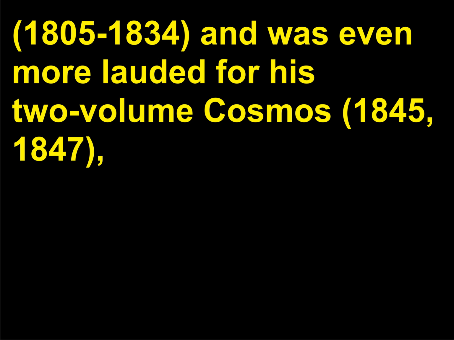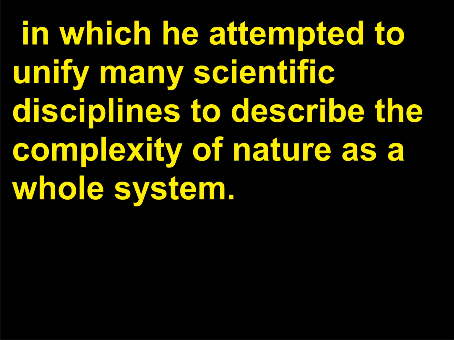He wrote about his journeys in the epic 30-volume work The Voyage of Humboldt and Bonpland, 1805 to 1834, and was even more lauded for his 2-volume Cosmos, 1845–1847, in which he attempted to unify many scientific disciplines to describe the complexity of nature as a whole system.